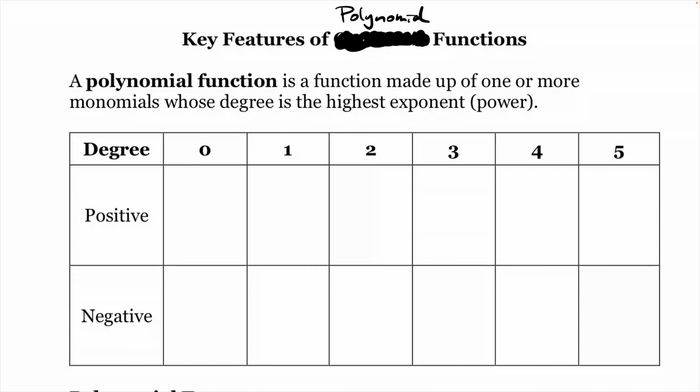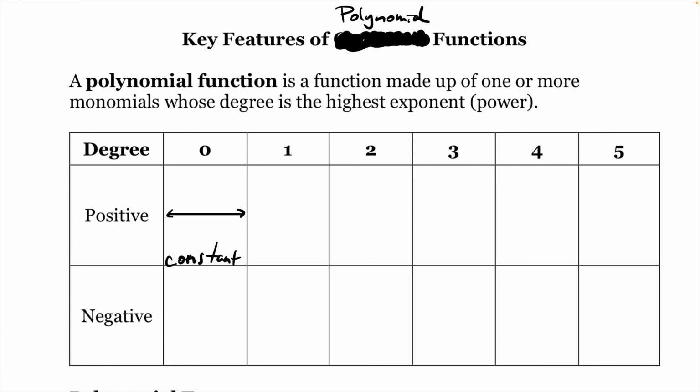Degree. So when I talk about a degree, that's the highest exponent power. So what's the biggest power? Okay, so when the degree is 0, when there is no power, a polynomial looks like this. And it's called a constant. It's called a constant because it doesn't change. It's not increasing, it's not decreasing, it's just staying constant.